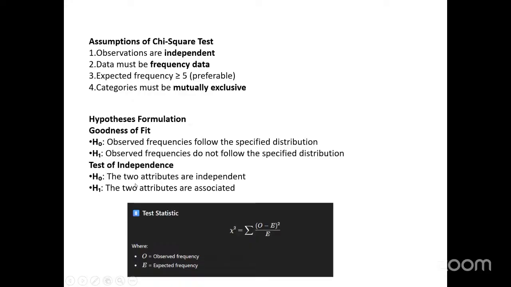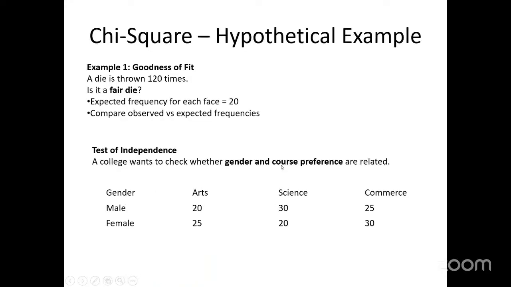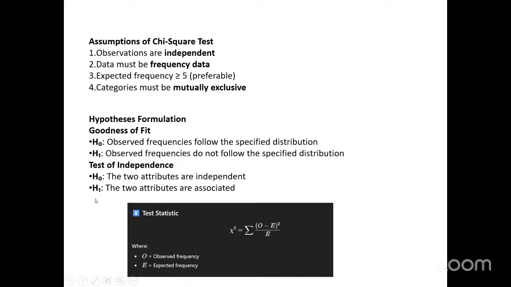For the independence test, what is the null hypothesis? That is, two attributes are independent. The gender and force preference, they are independent. This is our null hypothesis. And for the alternative hypothesis, they are associated.